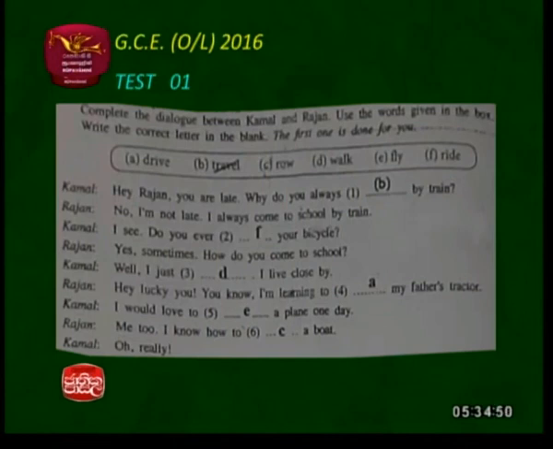I'll read the dialogue. Yes. Hey Ranjan, you are late. Why do you always travel by train? So the first one is given. So the B is travel by train.